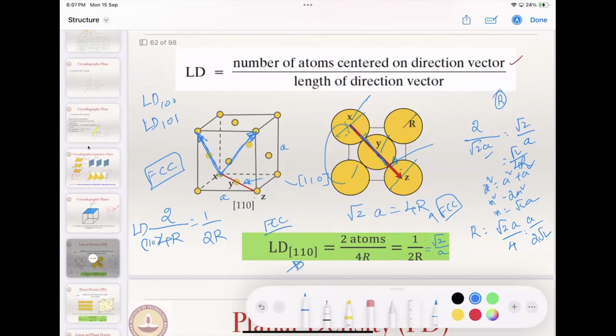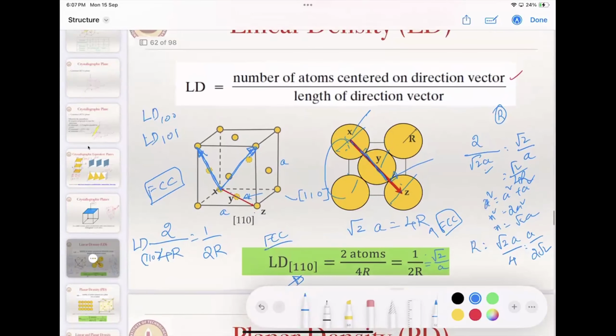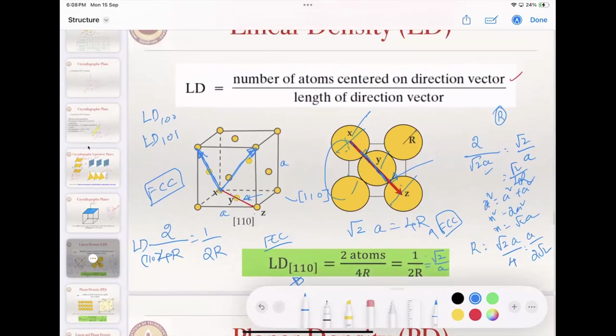And it turns out that in an FCC material, the 110 direction is the most closely packed direction.